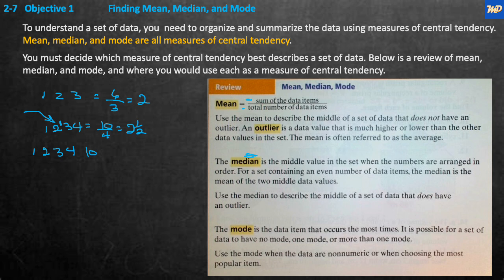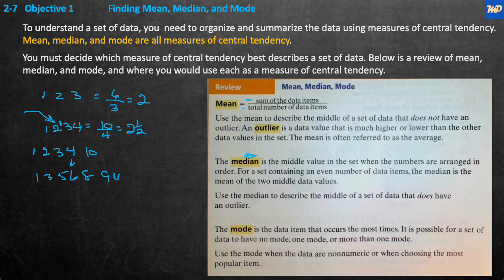So it's kind of the same thing they're talking about. If your numbers were 1, 3, 5, 6, 8, 9, and 11, that's 1, 2, 3, 4, 5, 6, 7 values, then in this case the median would be the middle value. 1, 2, 3, the 6 is the median value in this case.